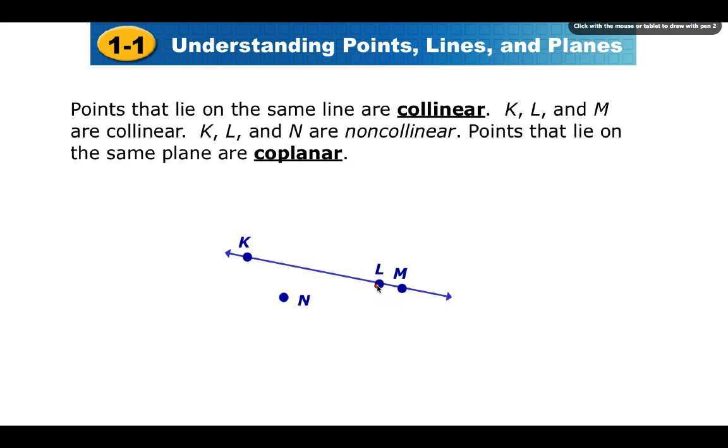Points that lie on the same line are collinear. So in this case, these 3 points are collinear, K, L, and M. K, L, and N are non-collinear because this point is not on this line. And then points that lie on the same plane are coplanar. Next slide.